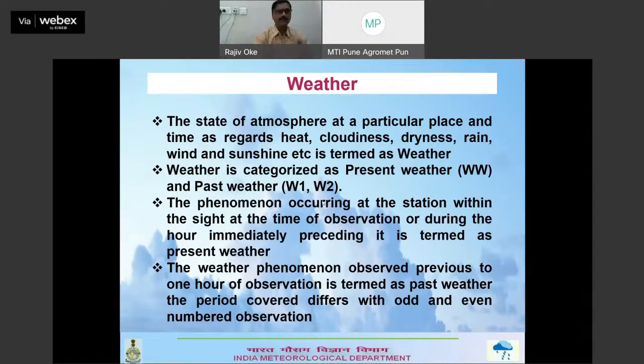And at every time of observation, weather parameters are to be noted. So weather is categorized in two types, present weather and past weather. Present weather is usually denoted by the symbol WW and past weather by W1, W2. The phenomena occurring at a station within the sight of the observation or during the hour immediately preceding it is termed as present weather. So present weather jo hota hai, ek ghante ka hota hai.